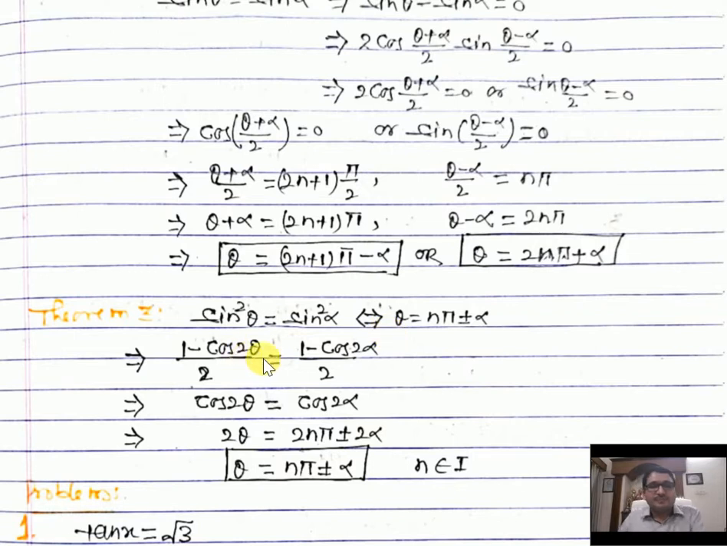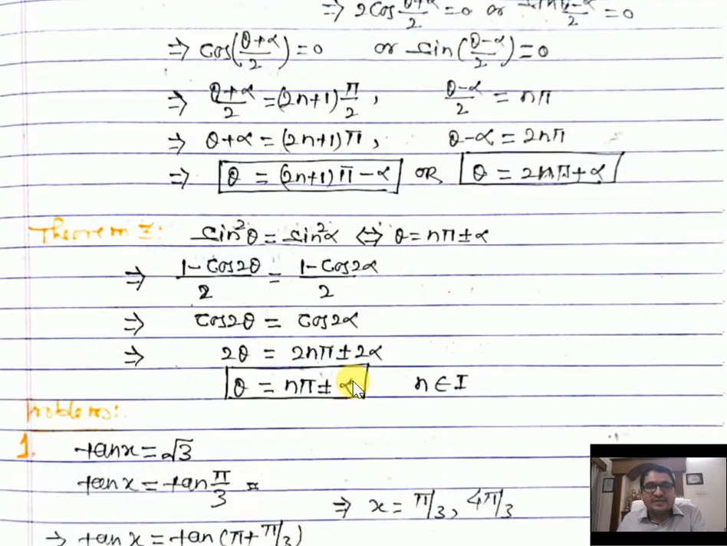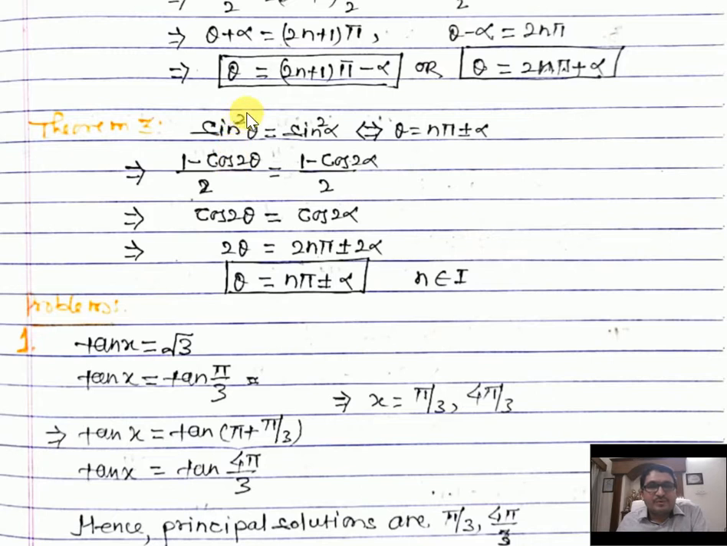Third one, sin square theta is equal to sin square alpha. Substitute the formula for sin square theta: (1 minus cos 2 theta) upon 2 equal to (1 minus cos 2 alpha) upon 2. 2 gets cancelled. Cos 2 theta is equal to cos 2 alpha. Then 2 theta will be equal to 2n pi plus minus 2 alpha, and then theta will be equal to n pi plus minus alpha.